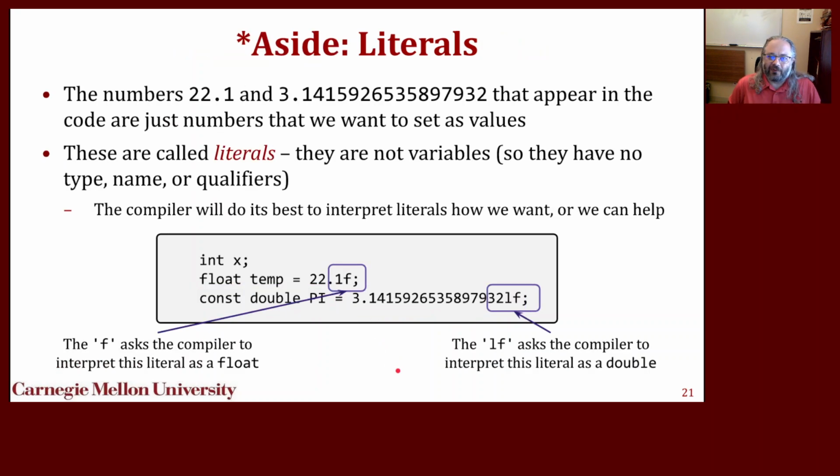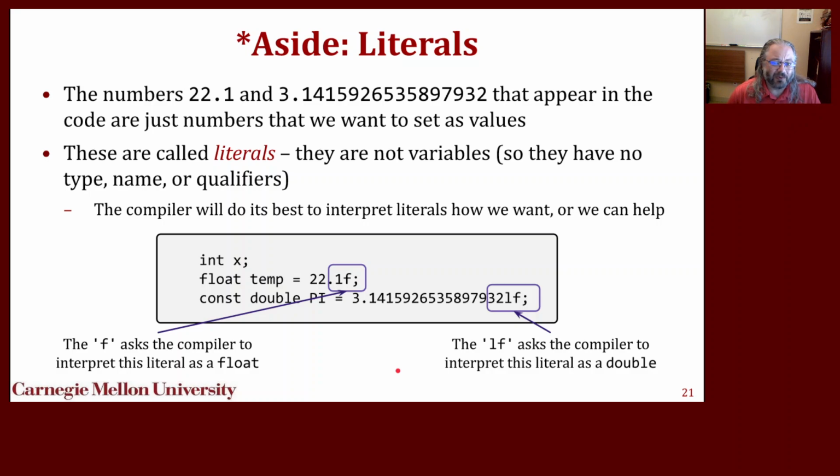So we need to be careful when we're looking at the numbers that we're giving as the initial values for variables. So these are called literal values. When we give just a numeric value in C code, it doesn't have any kind of type, it doesn't have any kind of name, it doesn't have any qualifiers. It's not actually a variable. It's a literal number. So in C, these are called literals.